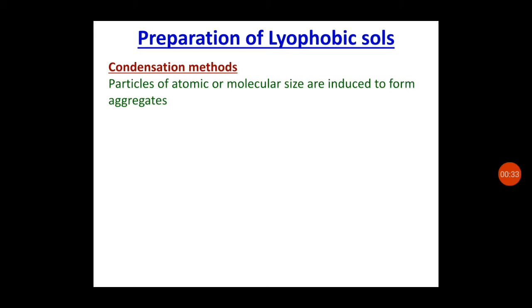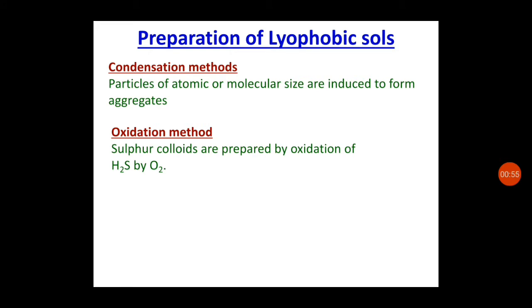So there are two methods, condensation methods and dispersion methods. Let's begin with condensation methods. Condensation means the colloidal size particle are formed from smaller sized particles, means after aggregation colloidal size particle is formed. In this we have oxidation method. Sulfur colloids are prepared by oxidation of H2S by O2.